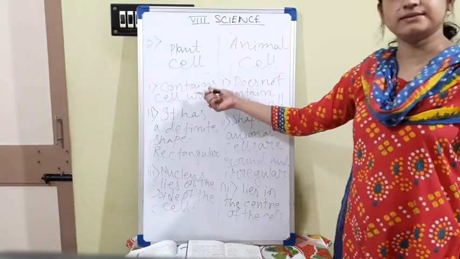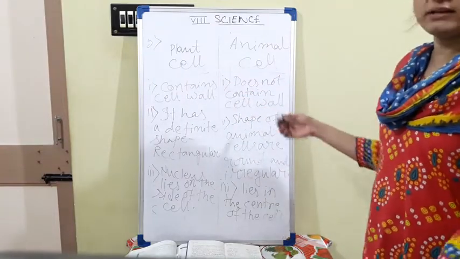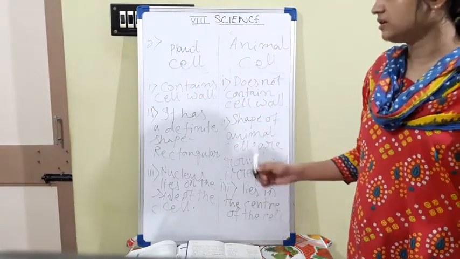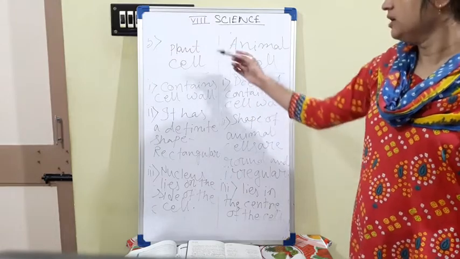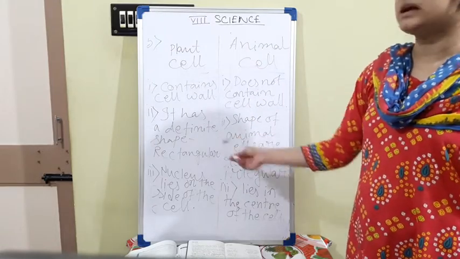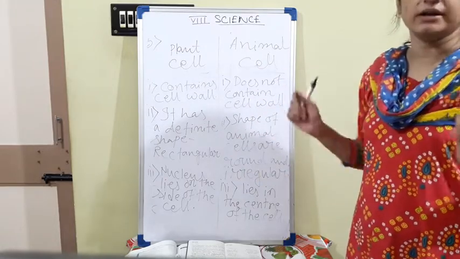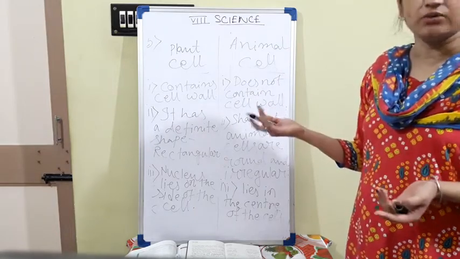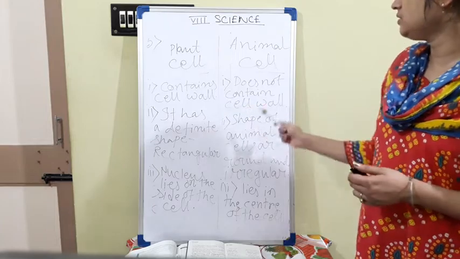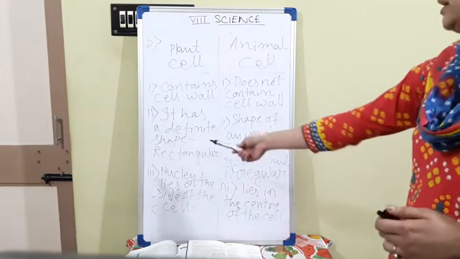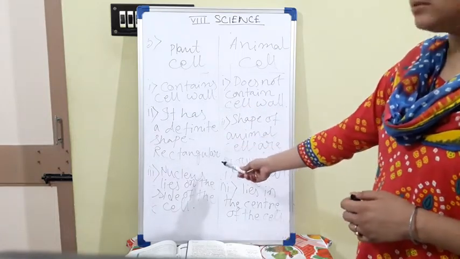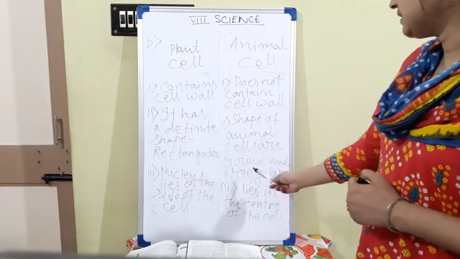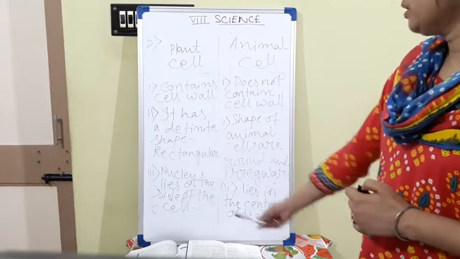First one, plant cell contains cell wall. Animal cell does not contain any type of cell wall. Plant cell has a definite shape. Most of them are rectangular in shape. But animal cells may be round, may be irregular, okay? So contains cell wall, does not contain cell wall. It has a definite shape, rectangular. Shape of animal cells is round and irregular.